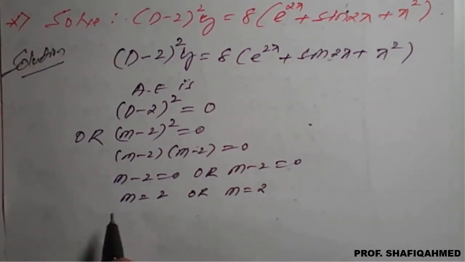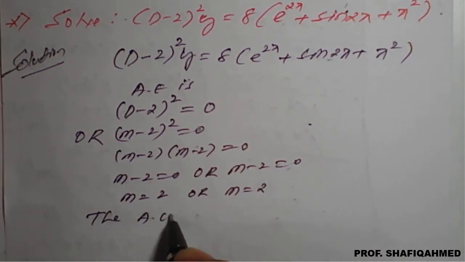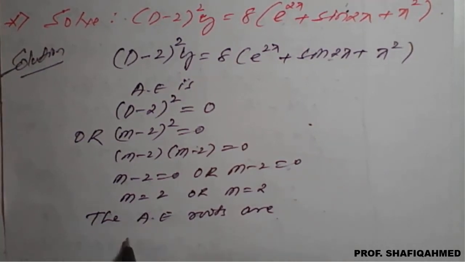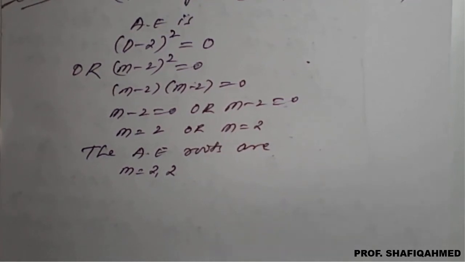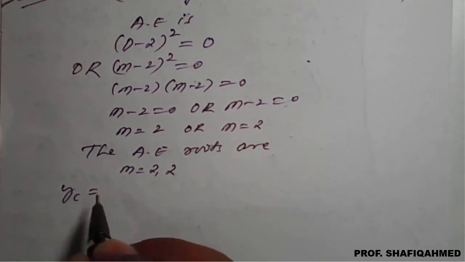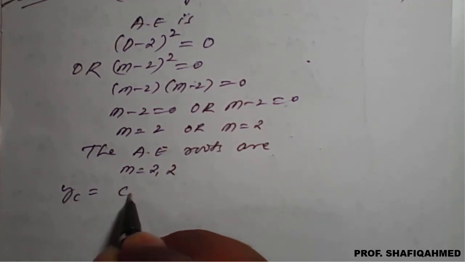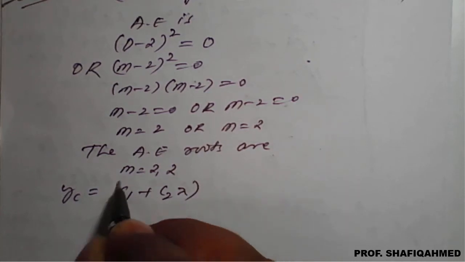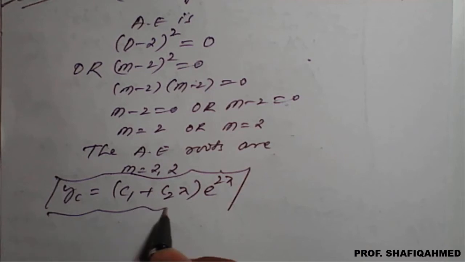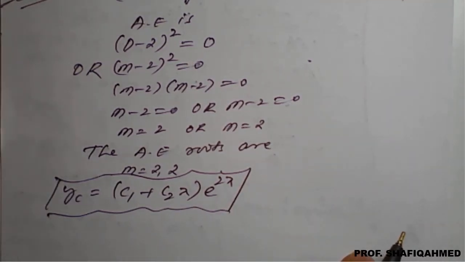Therefore the auxiliary roots are m equal to 2, 2, which are real and same. So the complementary function yc is equal to (c1 plus c2 x) into e raised to 2x, which is the first part of our solution. Now with the help of this yc and yp we are going to conclude the general solution.